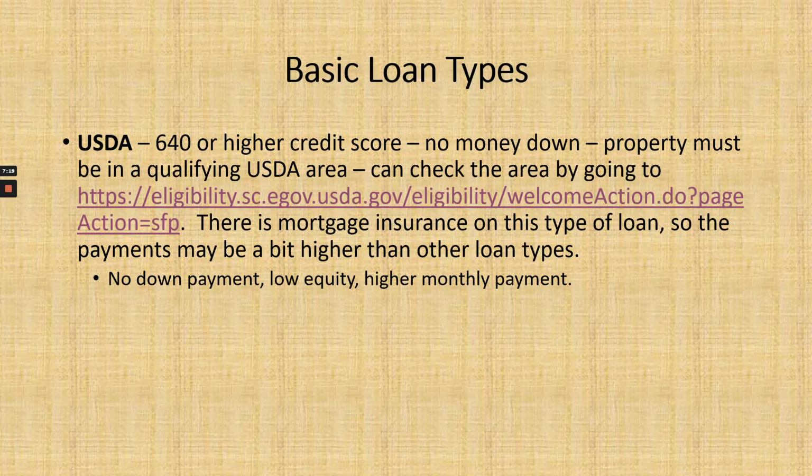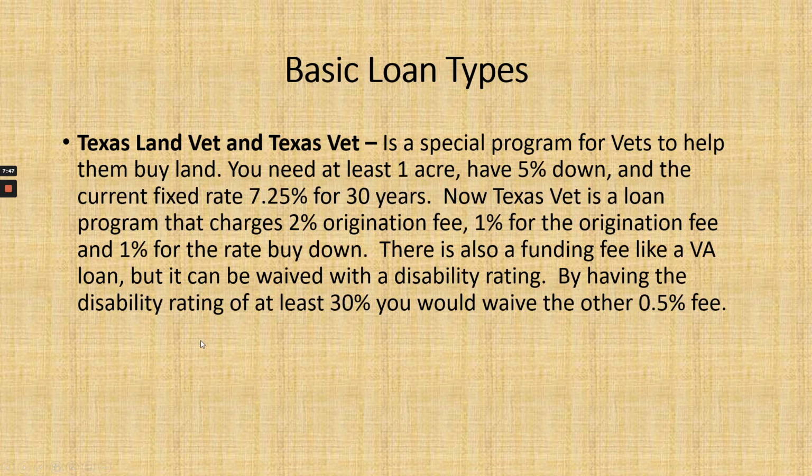Now there is mortgage insurance on the loan, so the payments are going to be a little higher as well. But there's no down payment, and it's low equity, with a higher monthly payment. So keep that balance in mind. No down, but low equity and a higher monthly. So you can kind of look at it like that. This is great if someone wants to buy a piece of land in the country and doesn't have a lot of money for a down payment. As long as they have a 640 or higher credit, they can get the USDA. No problem, they can roll right into that type of loan and they'll be good to go.